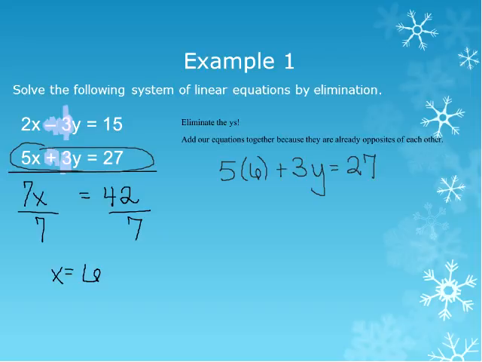And now that we have that substituted, we need to simplify and then solve for y. So the first thing I'm going to do is my 5 times 6. And what is the 5 times 6?